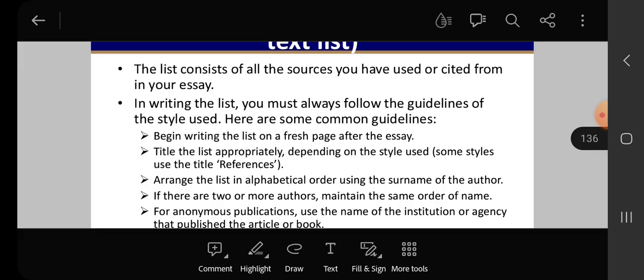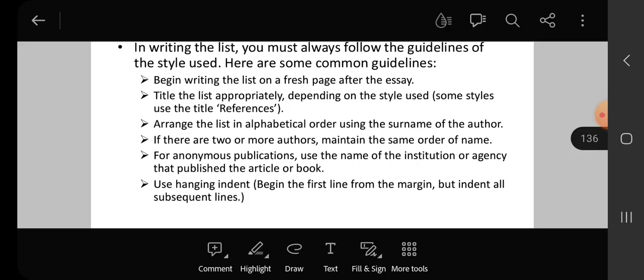So when you are writing them on the paper, you start in alphabetical order, A, B, up to Z. That's how you should do it. You don't just write everything from the start because that's the first citation. No, it shouldn't be like that. And also, if there are two or more authors, maintain the same order of names. So that is how you should go about it.